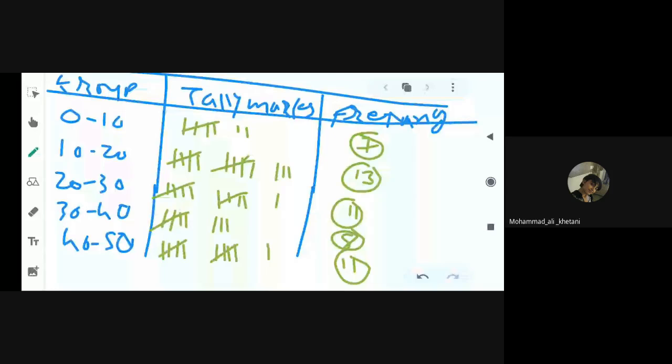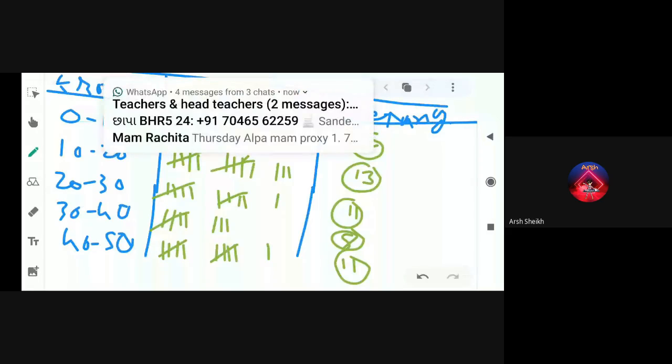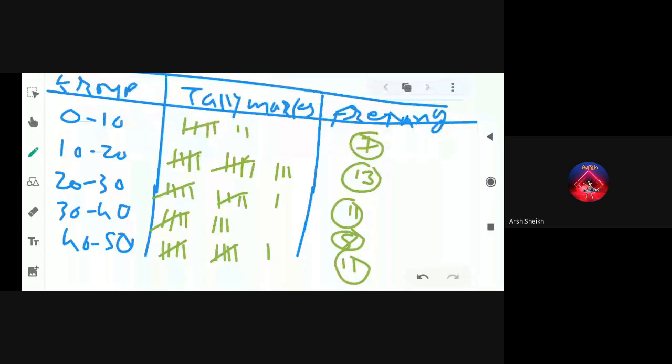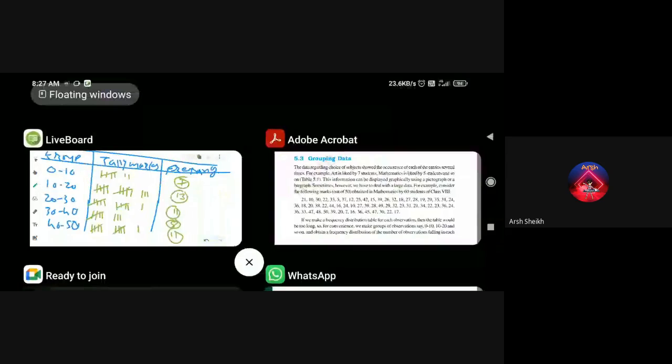Do you get it? How can we divide numbers into groups? It is known as grouped data. I hope you all have clearly understood this. Boys, do you get it? Yes, sir. How can we prepare this group? Now you can see this question in your textbook, so you can clearly understand.